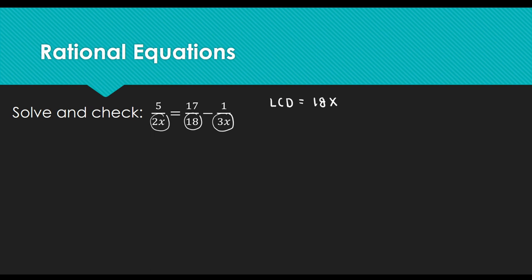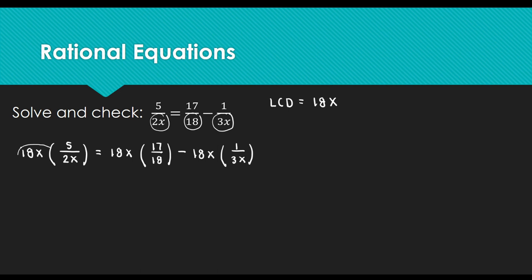So now that I think I figured out the least common denominator, I'm going to multiply everything by it, and I know that I'll have the correct answer if the fractions end up clearing away and I have no more fractions. So we're going to have 18x times that fraction of 5 over 2x. That's going to equal 18x being multiplied by 17 over 18 minus 18x getting multiplied by 1 over 3x. So once again, I'm going to divide my least common denominator by my denominator and then take that answer and multiply it by the numerator.